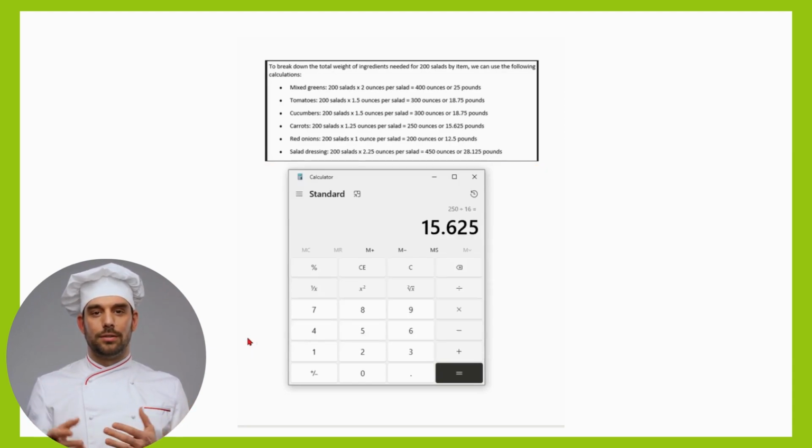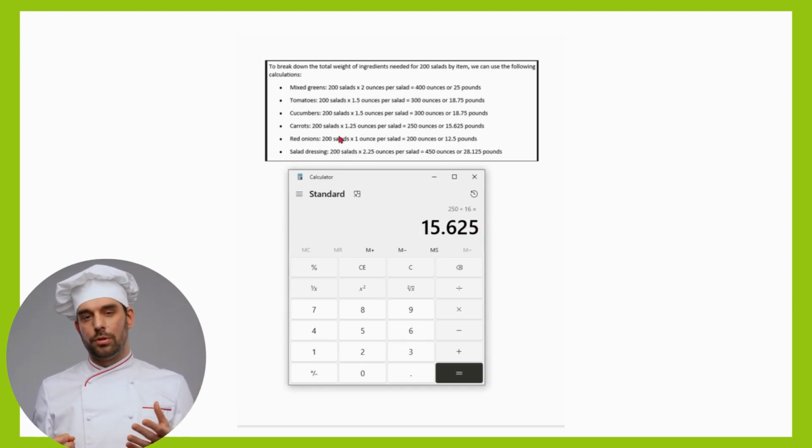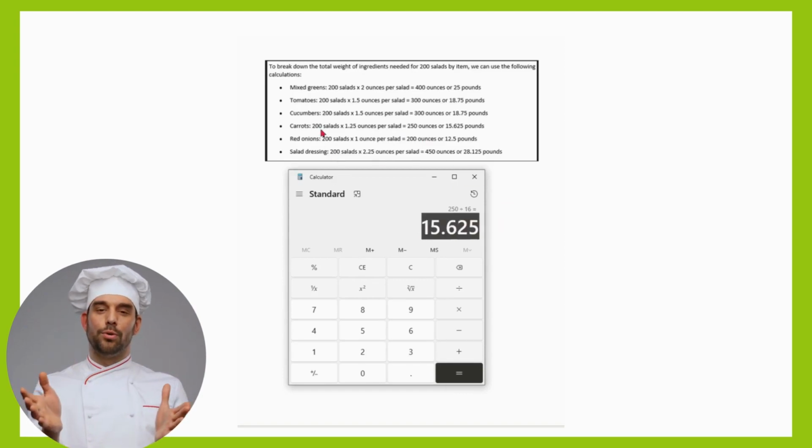But if we're looking at this calculation of 1.25 ounces, you know you need at least 16 pounds for the 200 salads and you're going to put that much on there. But you want to keep to the 1.25 ounces per salad. So my whole point is, you're going to need to stick with 16 pounds for all this.